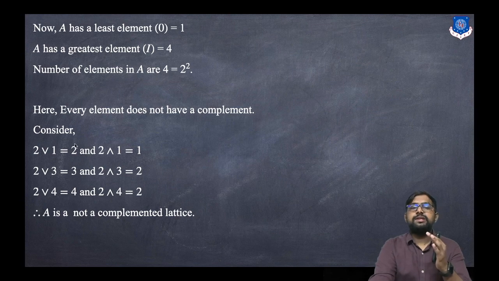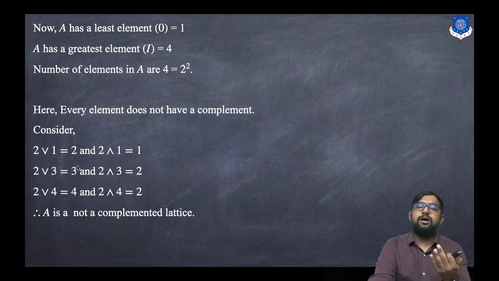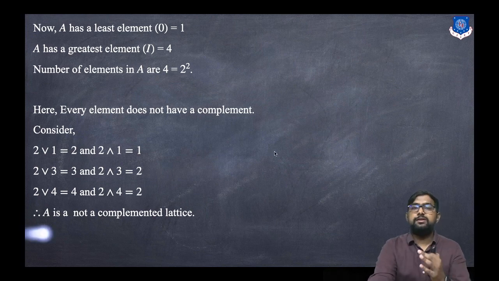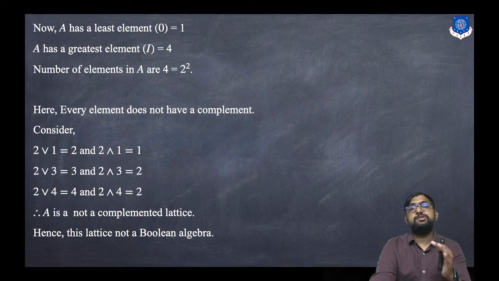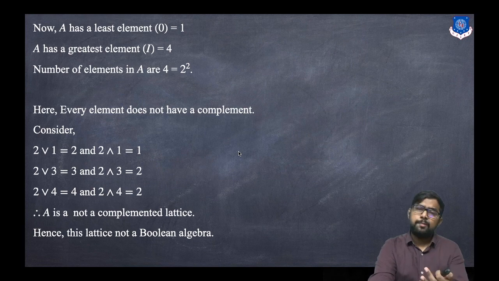Why? Because see, here we need to have this 1 or 4. That means the greatest element or the least element. But here it is 1, but here it has to be 4. Now here it is nothing. Here we don't have the greatest element and don't have the least element. And here also we don't have the greatest element and the least element. So what does that mean? It is not a complementary lattice. Fine. So hence this lattice is not a Boolean algebra. It is a lattice but not a Boolean algebra. Why? Because it is not a complementary lattice. So that means no need to go for the distributive lattice. So it is not a Boolean algebra.